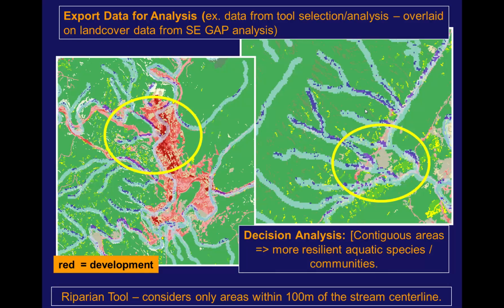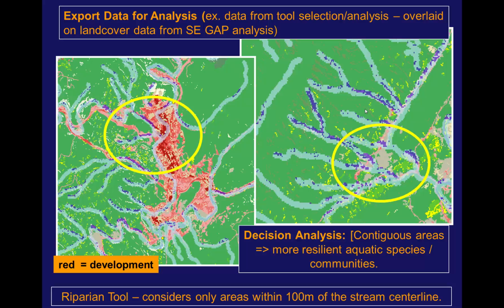The final example I wanted to go over with you is the importance of considering adjacent properties. The riparian tool, as we discussed, only considers area within that 200-meter buffer of the stream center line, so you have 100 meters on each side that is looked at in the analysis. However, outside that 200-meter buffer, you could still have land use that could affect the area within that buffer. Beyond land use, there could be other parameters as well that you might want to think about.